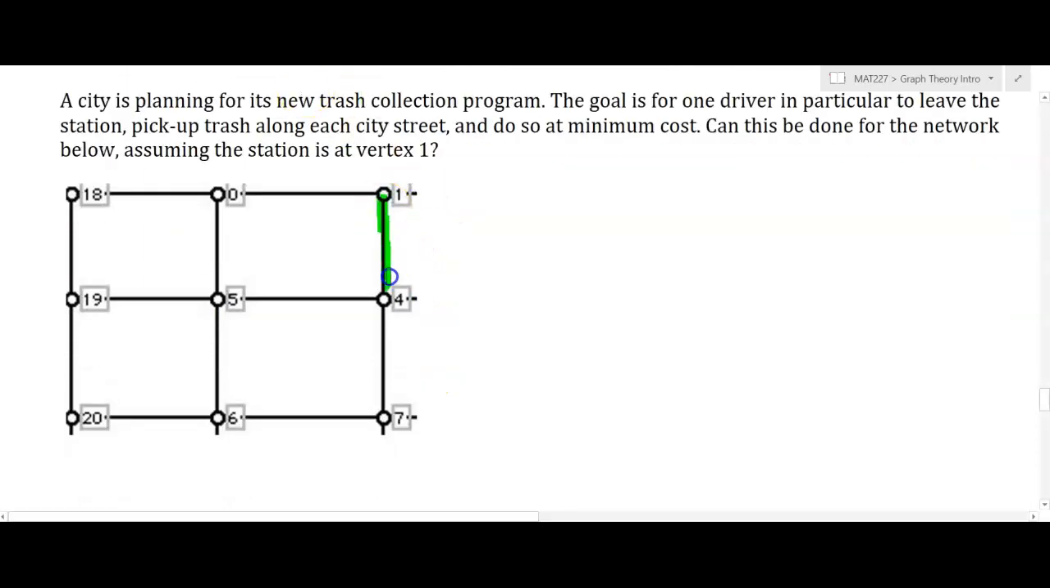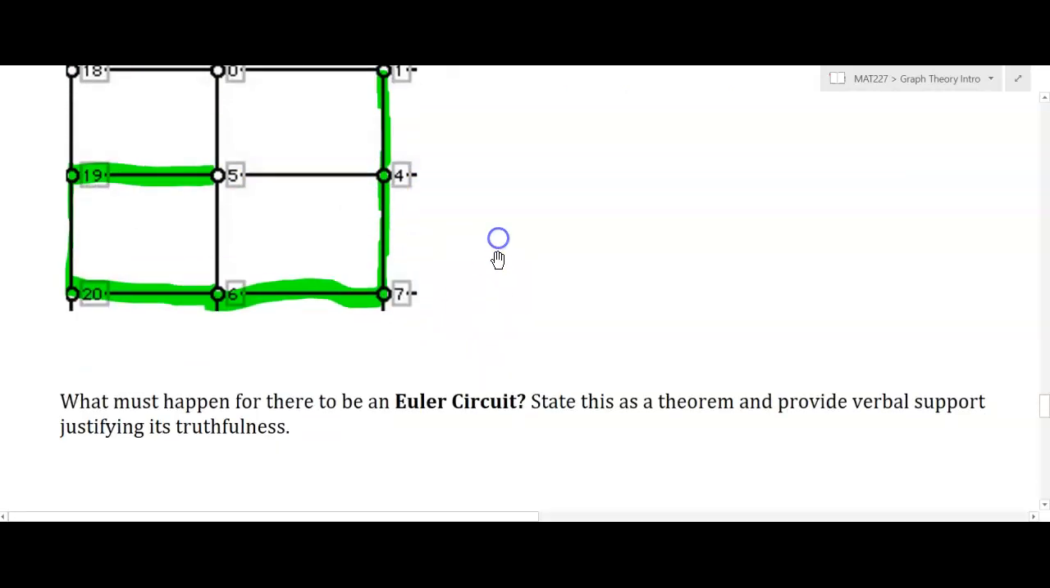And maybe we'll start here and go down there and go along here and along here and maybe here and then here and here. But wait a minute, I'm stuck again. And it seems to be that these top and bottom ones, these ones that have 3 edges coming off them, are causing a problem. So if I start to think about this logically, I have to assess under what circumstances would this be possible. In other words, what must happen for there to be an Euler circuit? Which, by the way, this has no Euler circuit.